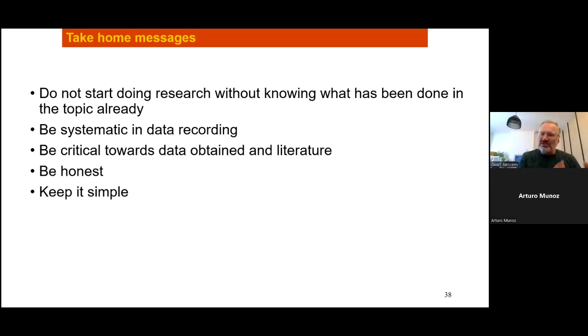Don't try to be biased towards what you would like to see. Be honest, because even if you find something you would not like to see, it might in the end be something very interesting. So honesty is crucial in doing science, and keep it simple. It's not the most complicated studies that often are the best. It's usually the easiest ones, the most straightforward ones, that give the best and strongest results.